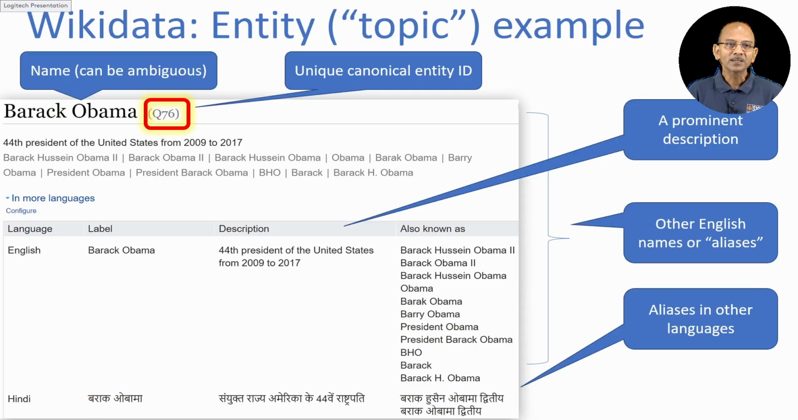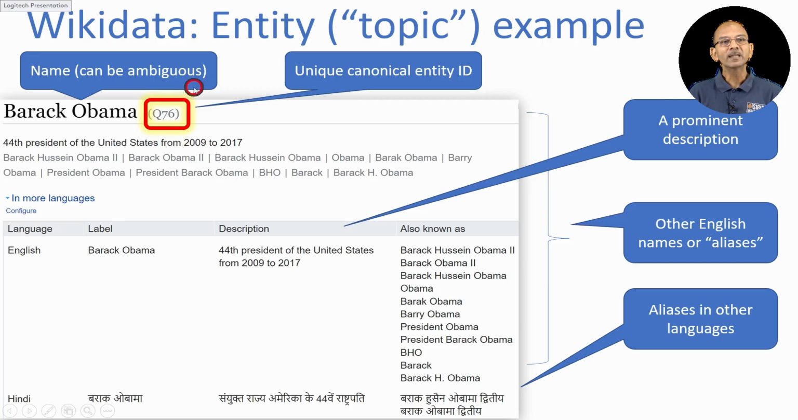If you go to the largest public knowledge graph today, that is Wikidata, and look for Barack Obama, you will find this particular page. What does it show? It shows the name Barack Obama. However, this can be ambiguous. Barack Obama as a name might be reasonably unique, but John Smith or David Carmel, those names could be much more ambiguous. To make things unambiguous, unique, and canonical, there will be an entity ID.